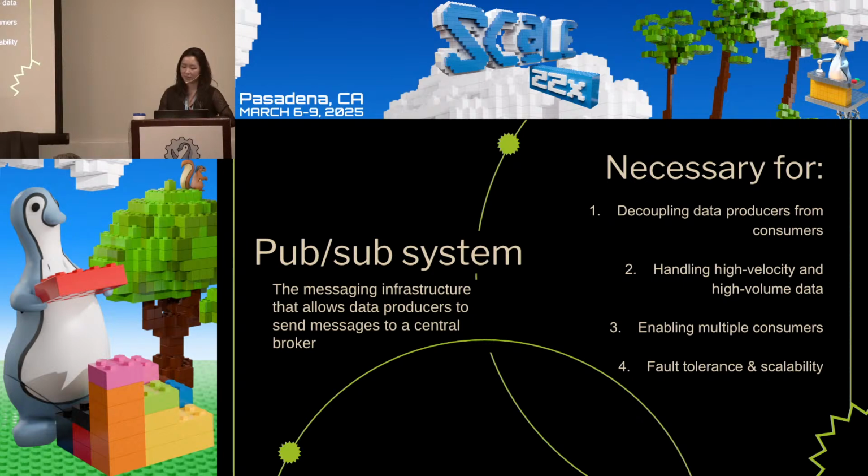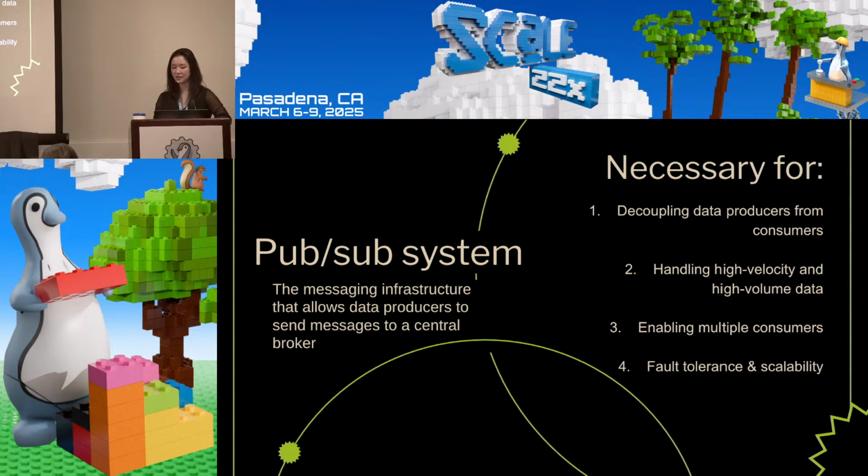A publish-subscribe system is a messaging infrastructure that allows data producers or publishers to send messages to a central broker from which data consumers or subscribers can receive them in real time. So instead of directly connecting producers and consumers, pub subsystems act as an intermediary layer, ensuring that data flows smoothly and efficiently between them. So why do we need this in-between layer? Wouldn't it be easier to just skip that part and send it directly to our processing framework?